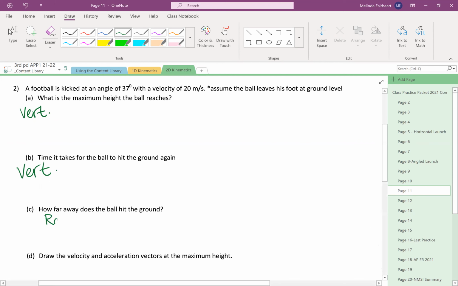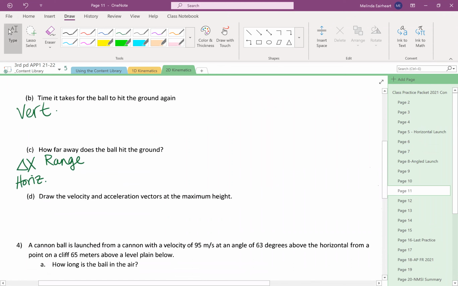Range, or horizontal displacement. Those are the three things coming up that we're going to solve for. Why am I doing that? We're going to do D first.